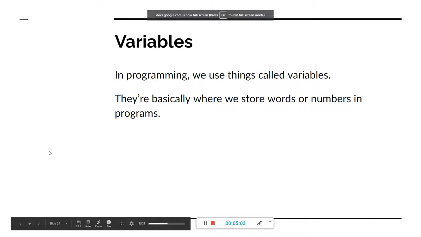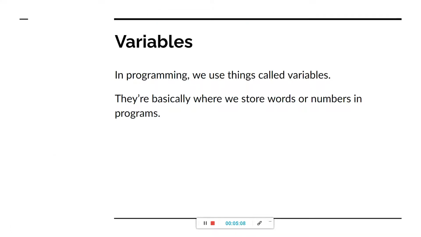So variables. In programming, we use things called variables, and they're basically where we store words or numbers in programs. It's like a box. You put things inside boxes. Variables are boxes for words or numbers. You can put words inside them, you can put numbers inside them, right?